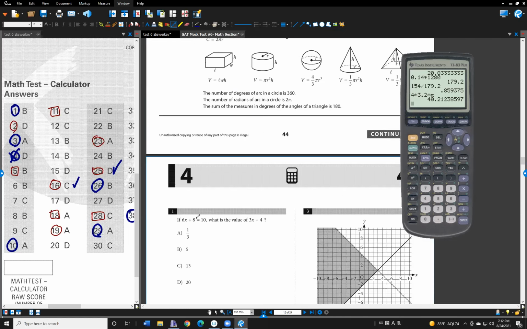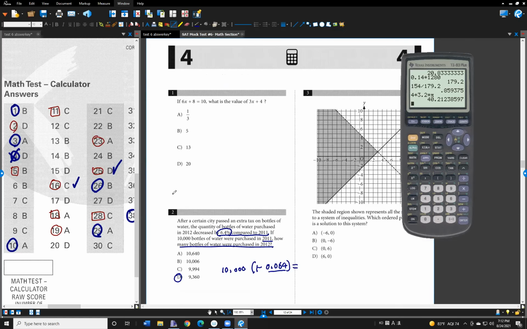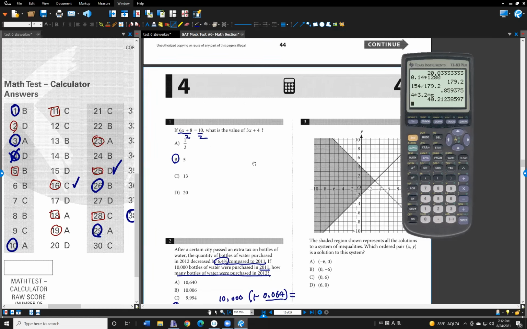Yeah, this is number 1. 6x plus 8 is 10. What is 3x plus 4? How can you find 3x plus 4 from here? You can divide it by 2, isn't it? When you divide it by 2, that is 3x plus 4. The right-hand side also divided by 2 is 5. That is the answer, okay? You can divide the same numbers.